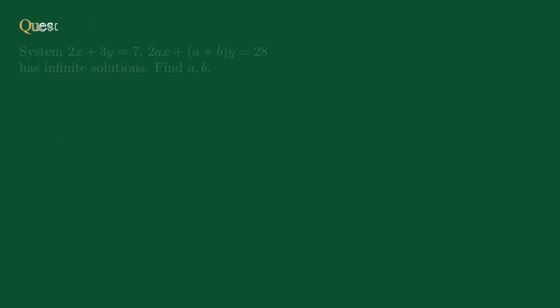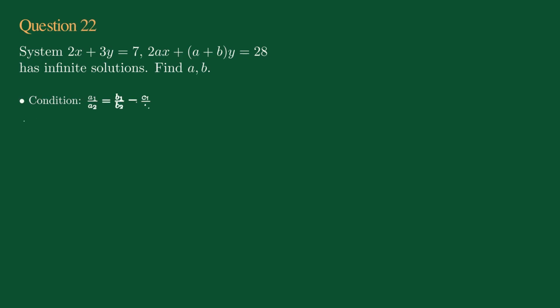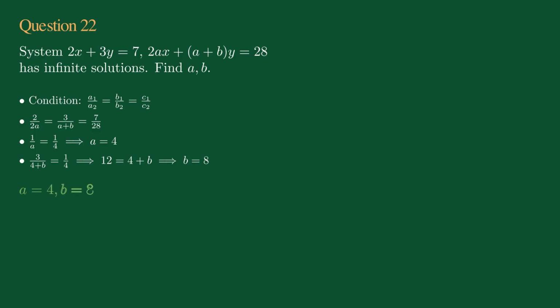Question 22. For what values of a and b does the system of linear equations have infinite solutions? For infinite solutions, the ratios of coefficients a1 by a2, b1 by b2, and c1 by c2 must be equal. Equating the ratios, we find 1 over a equals 1/4. So a is 4. Also, 3/(4 plus b) equals 1/4, which gives b equals 8. The values are a equals 4 and b equals 8.